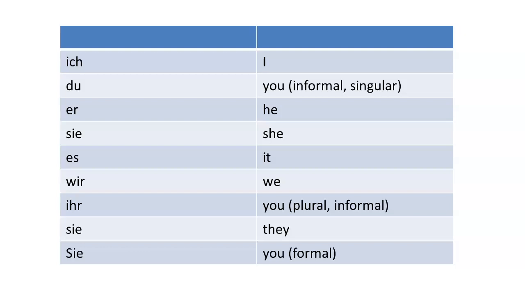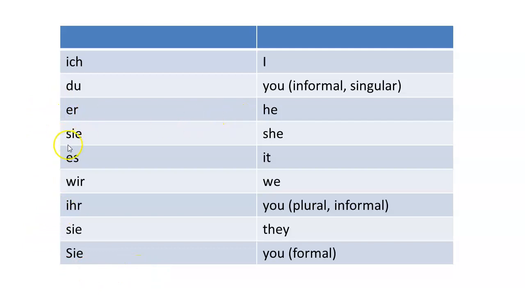Okay, so we're going to practice here with sein. So be sure you know your subject pronouns. Ich, I, du, you. This is the informal singular when you're speaking to one person that you know well. You have to be careful because there's more than one word for you. Notice there's ihr. This is the plural one and informal. So when you're speaking to two or more people that you know well. And in any formal situation, whether you're speaking to one person or more than one person, you use Sie with a capital S. So we have those three words for you.